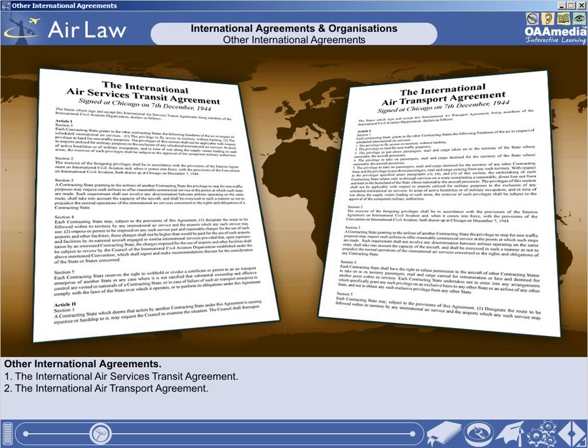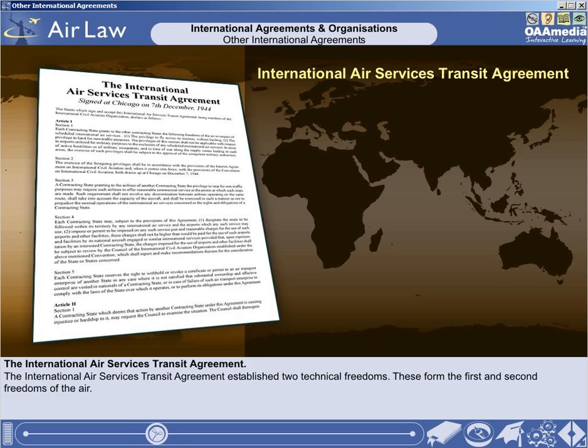These two agreements establish 5 important freedoms, and in the remainder of this lesson, we will examine the two documents in detail, and in particular, the freedoms that are associated with them. The first agreement to discuss is the International Air Services Transit Agreement. The International Air Services Transit Agreement establishes two very important freedoms of the air.